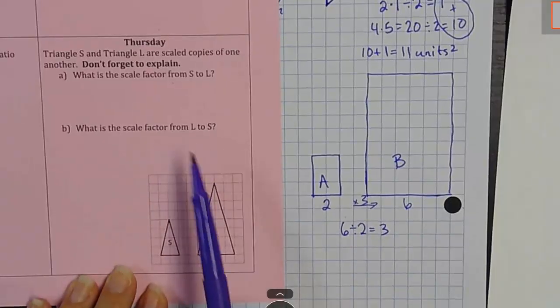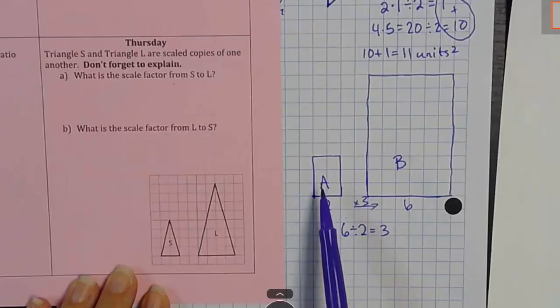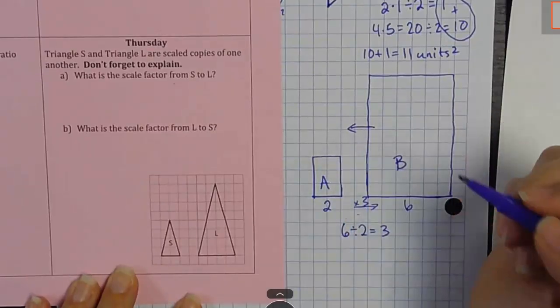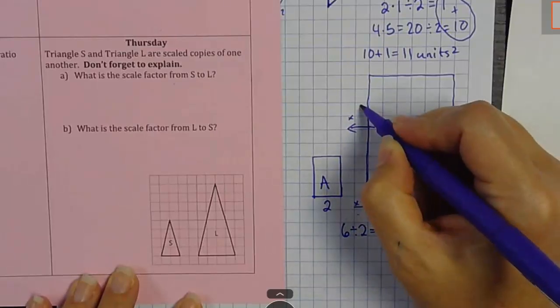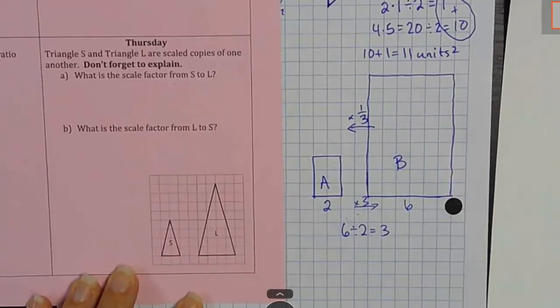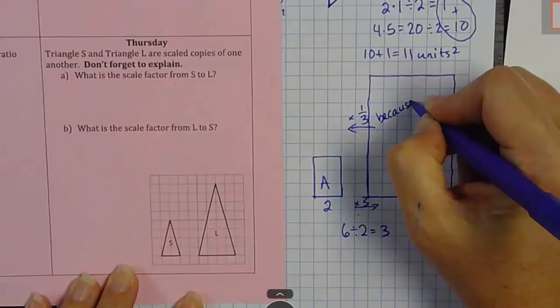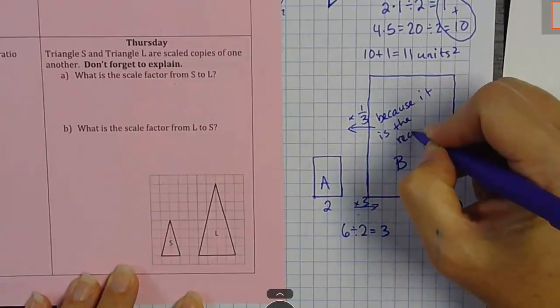This says what's the scale factor if we go back the other direction. So remember, when you go the other direction, you could find it in your calculator, but we learned that going the other direction, you have the reciprocal, and you would multiply by the reciprocal of 3, which is 1/3. And to explain, I would say because it is the reciprocal.